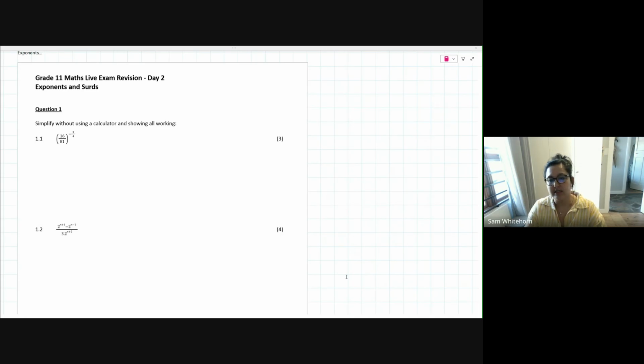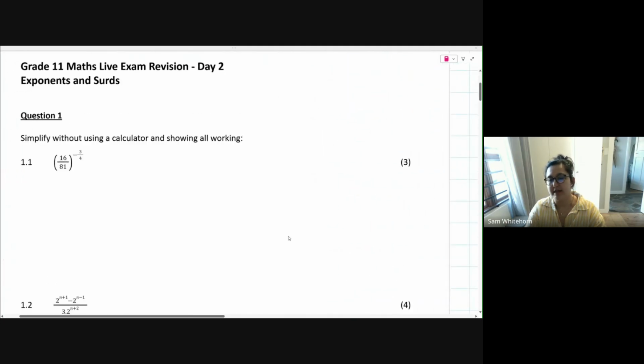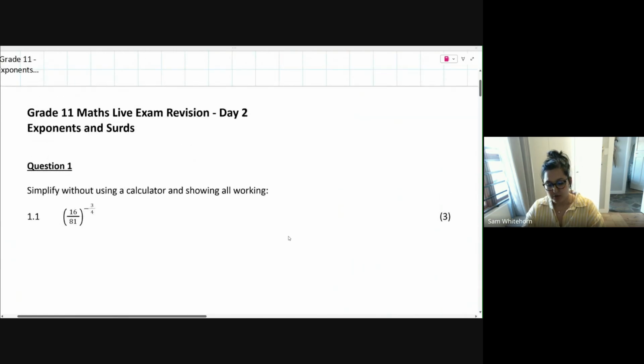Alrighty, so like I say, Teacher Jen has said to us that we are revising exponents and surds today. So what that means is we're going to be revising all of the laws, all of the rules, all of the techniques that we need to use in order to simplify certain exponential and surd expressions, as well as deal with equations, etc., etc.